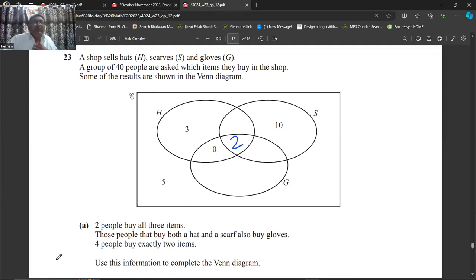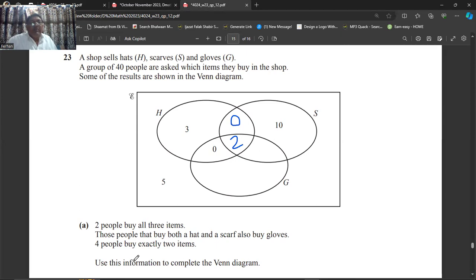Those people that buy both a hat and a scarf also buy gloves. So there are no such people who bought a hat and scarf only. So here, for hat and scarf, you will have 0.